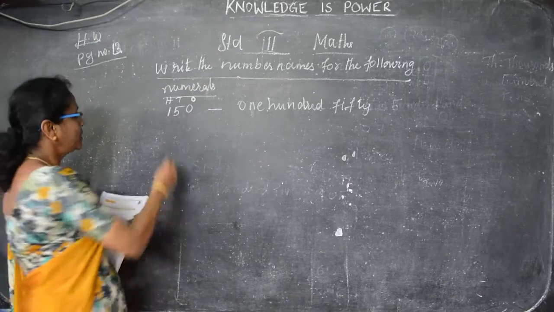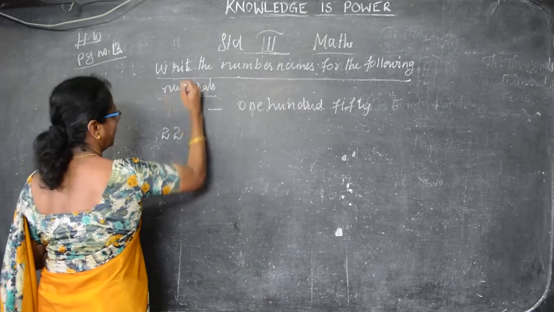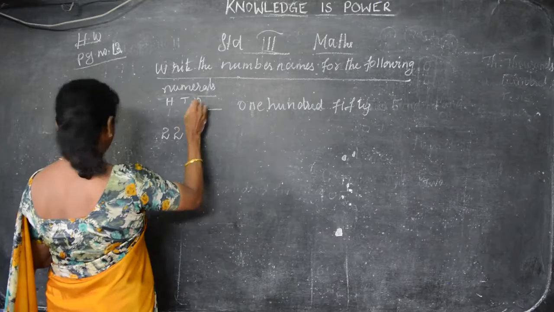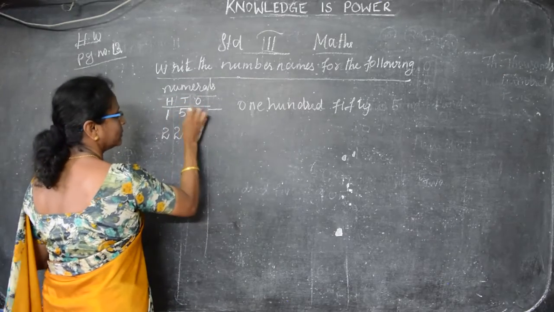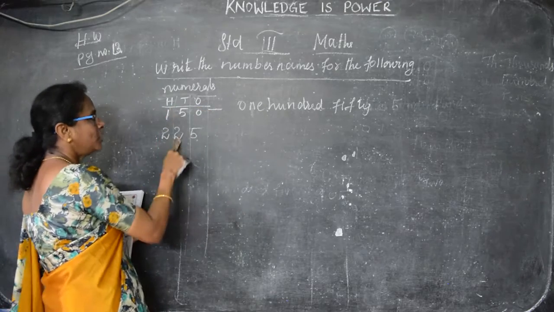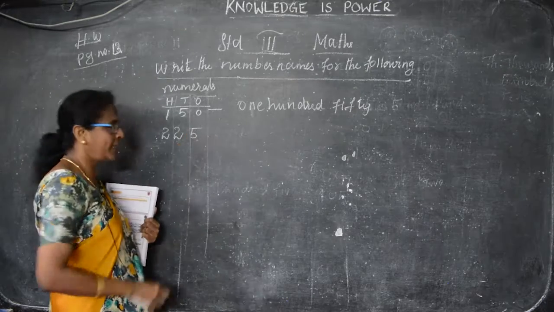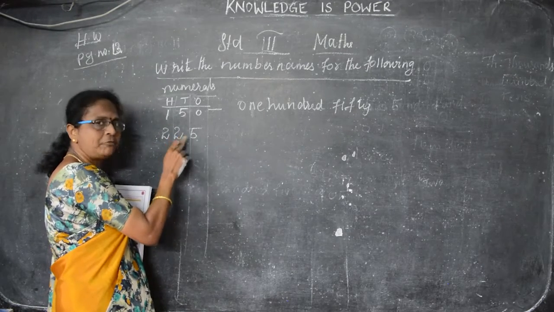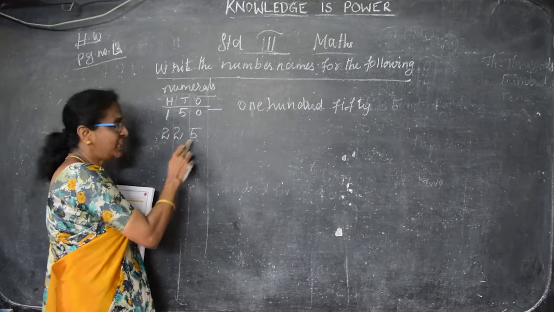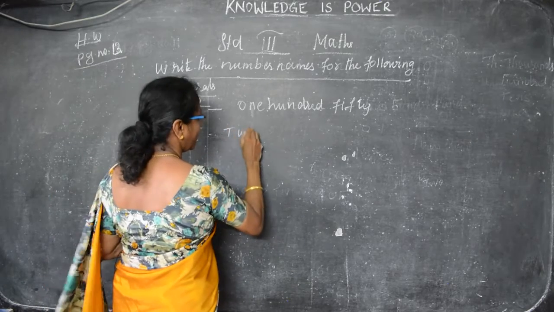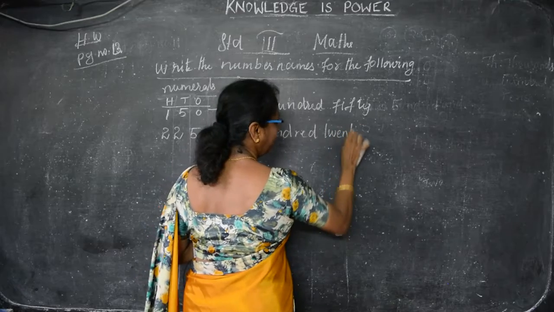Then the next one is 225. The same thing. You can put hundreds, tens, ones on top. 2 in the hundreds place, 2 in the tens place. So 200, 2 tens is 20, 5 ones is 5. So 200, 2 tens 25, 225. Understand children? 200, 2 tens 20 and 5 ones, 225. 200 spelling, 100 spelling number name, and 25.